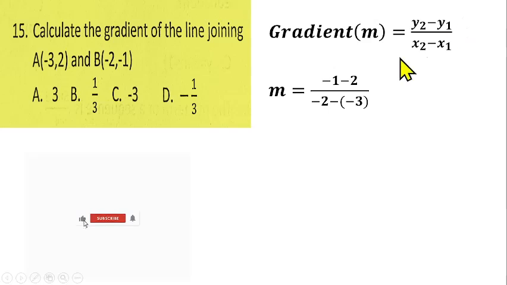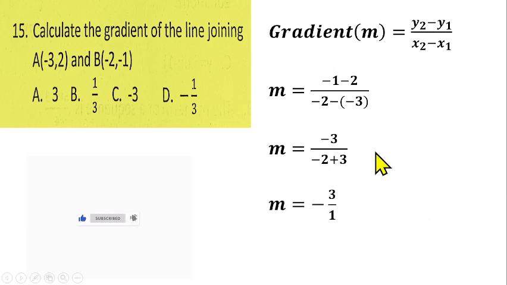So if you put that here, you have minus 1 minus 2 rather, over our x2 is minus 2 and our x1 is minus 3. So you have minus 2 minus open bracket minus 3. So if you simplify this further, that gives us a minus 3 at the numerator over minus 2 plus 3. And if you simplify further, that should give us a minus 3 over 1, and that should give us minus 3 as the gradient, which is option C.